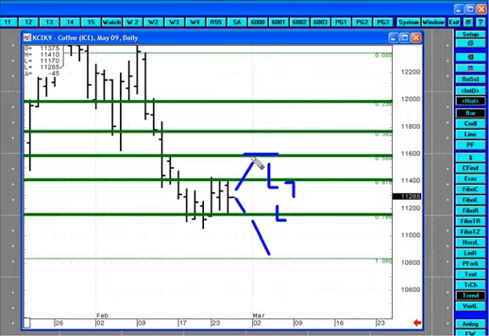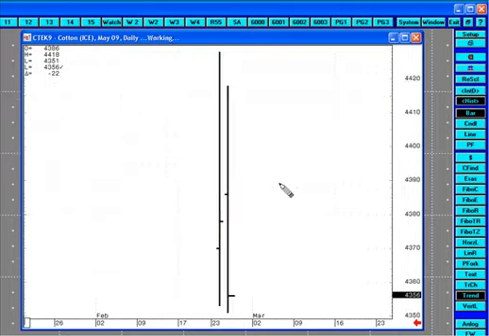with a stop right above the extreme here. I don't know if that was a clear example. Maybe this was a bad example because we have an inside trading range. Let me take a look at cotton.